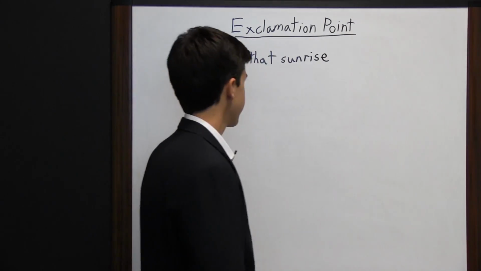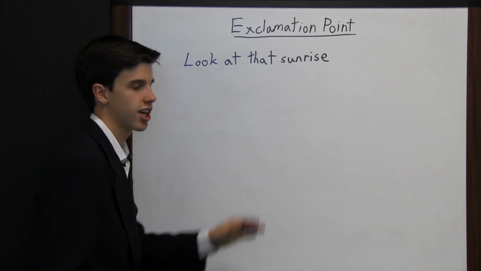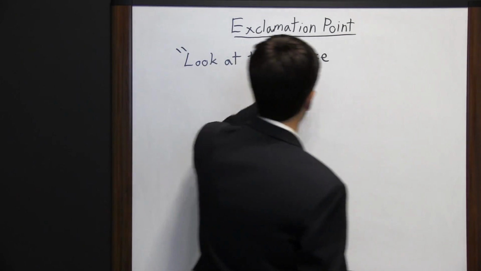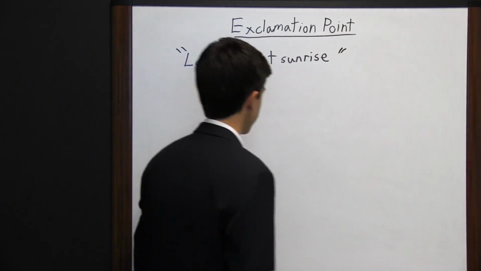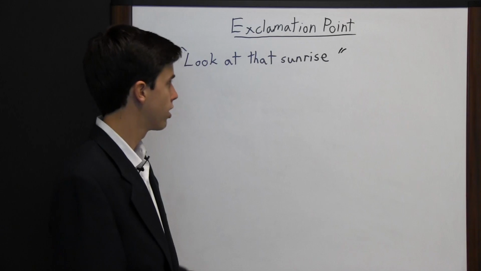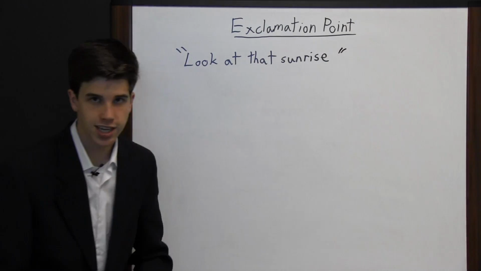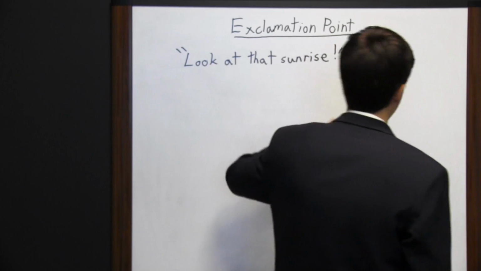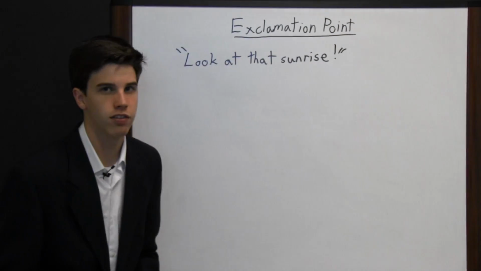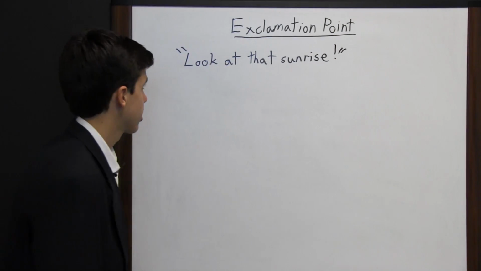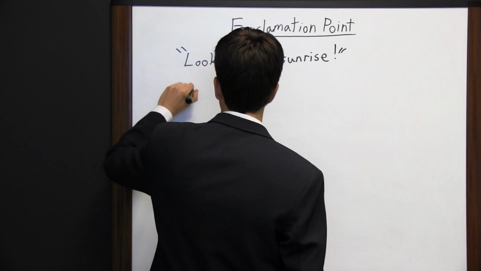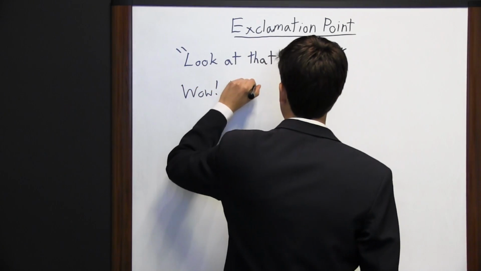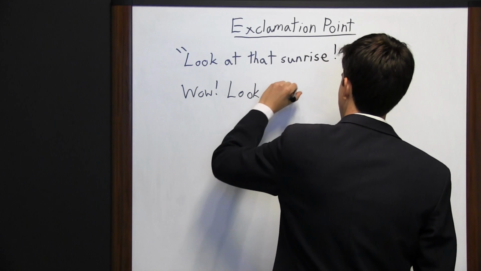So basically here it depends on how the writer wants to convey this sentence. Or say this is a quotation, it depends on how the speaker said it. So if the speaker said, look at that sunrise, we would just put a period at the end. But if the speaker said, look at that sunrise, then we would put an exclamation point or an exclamation mark, as it is often called. Exclamation points can often be used after one word, like wow, look at that sunrise.